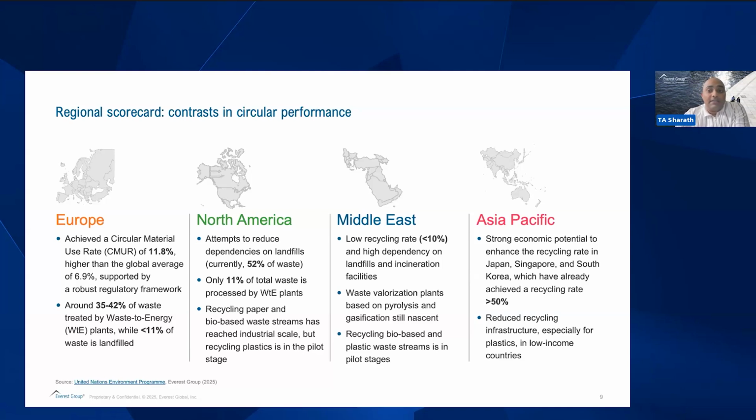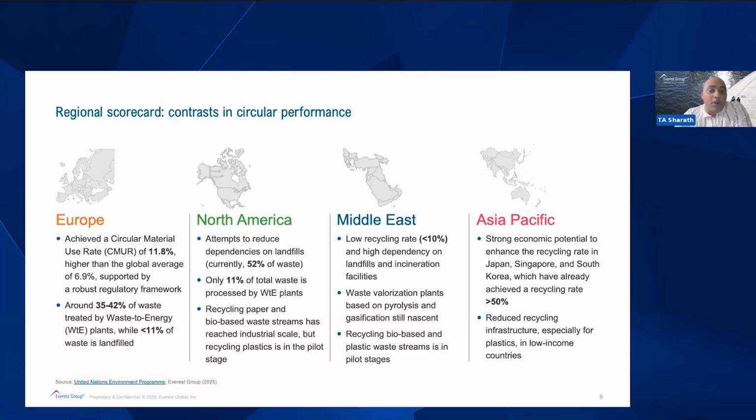But as far as North America is concerned, it's actually the reverse. Only 11% is processed by waste-to-energy plants, whereas 52% is landfilled. But the situation in the Middle East and Asia Pacific is a little dire, and it requires significant improvements in recycling rates, which are currently as low as 10%. And there is a lot of dependency on incineration facilities, especially in the Middle East, because they try to create that waste-to-energy perspective, but that leads to a lot of ineffective recycling. Meanwhile, within Asia, there is uncontrolled dumping or open burning of waste, which needs to be significantly reduced.